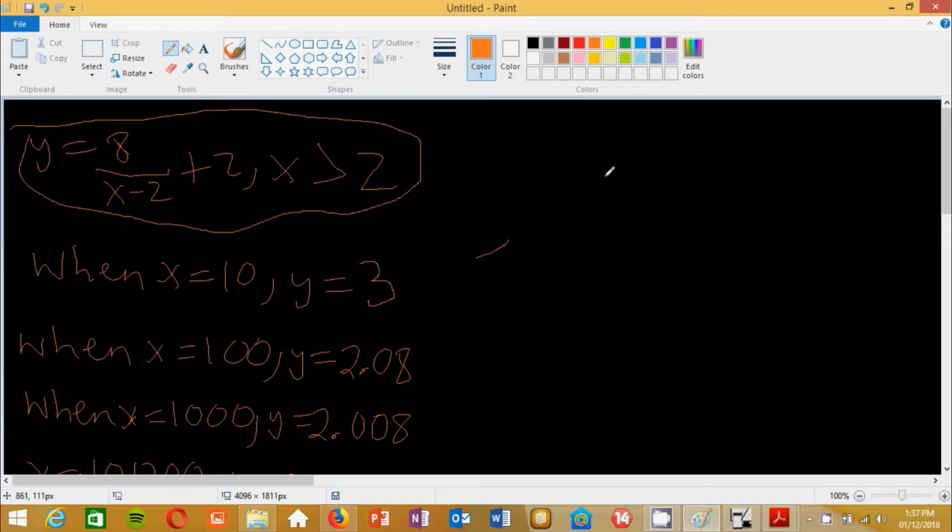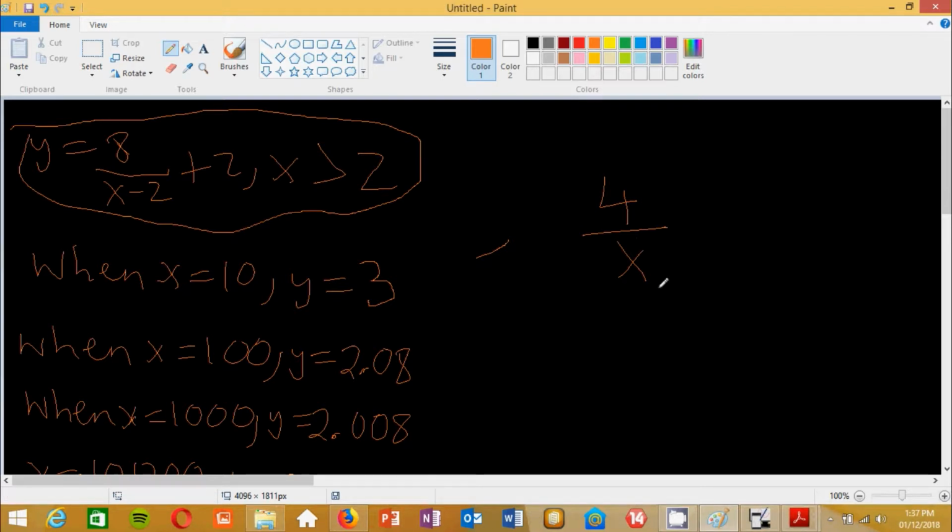Let's say I have 4 over x. It's common sense that if your denominator becomes bigger, this entire thing is going to become smaller. And if this denominator becomes smaller, this entire thing is going to become bigger. If the denominator becomes bigger, this 4 is being divided by a bigger number, so this entire thing is going to be smaller.